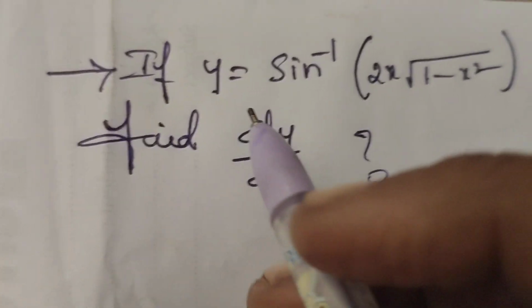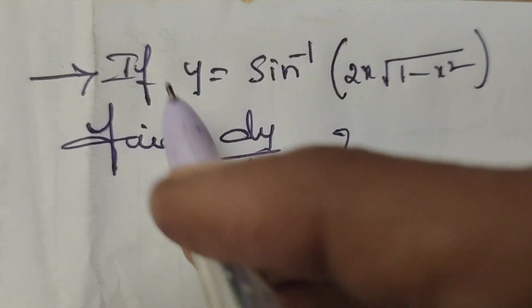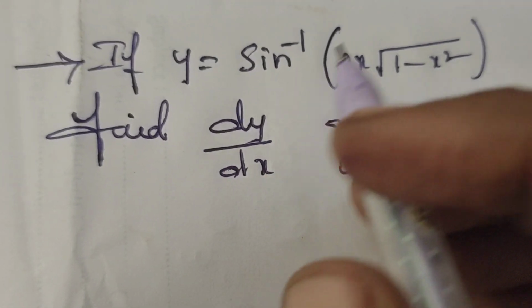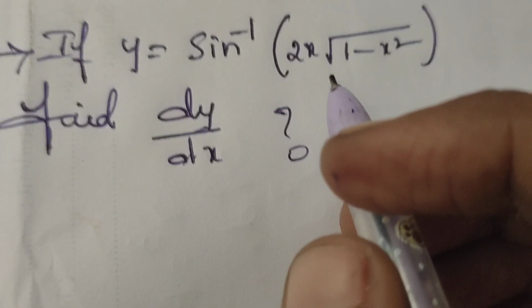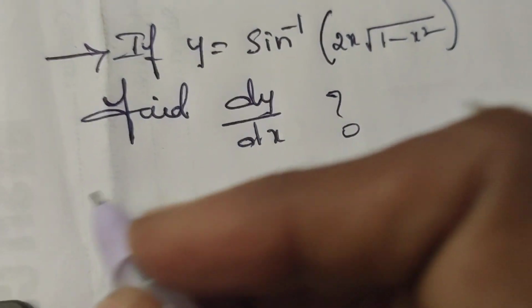This is Dr. Eti. Now today we are going to explain this differentiation problem. If y equals sine inverse of 2x root of 1 minus x square, find dy by dx.